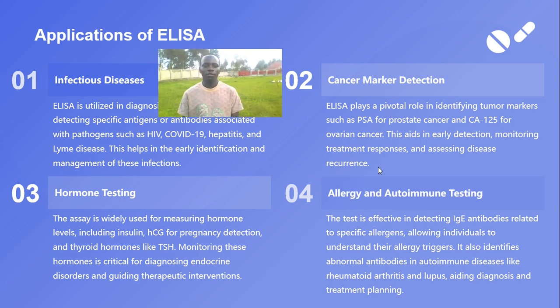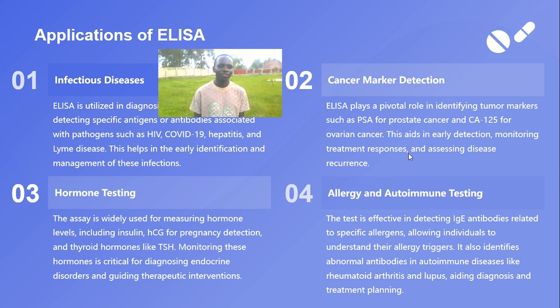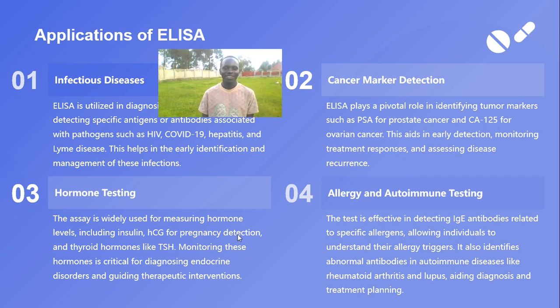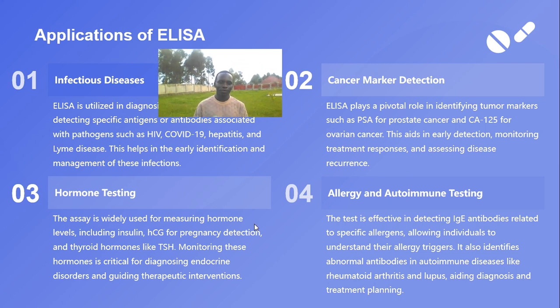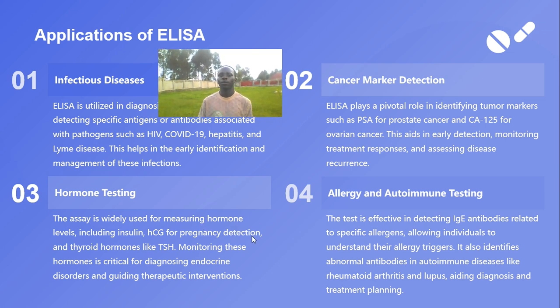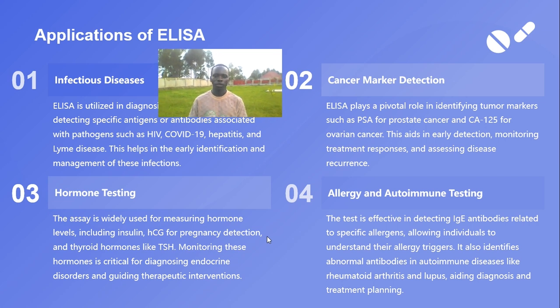Its third application is in the hormone testing. The enzyme-linked immunoassay is widely used for measuring hormone levels, including insulin, for pregnancy detection, or for thyroid hormone like thyroid stimulating hormone. So, and the fourth application which I'll be talking about today is allergy and autoimmune testing. This ELISA technique is effective in determining and identifying the IgE antibodies related to some allergens or some autoimmune diseases.